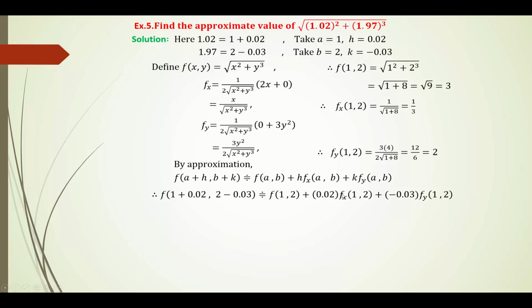h is 0.02 into fx(1,2) plus k. k is minus 0.03 into fy(1,2). Therefore we get f(1 plus 0.02, 2 minus 0.03), which is f(1.02, 1.97), approximately equal to f(1,2). We know the value of f(1,2) is 3.